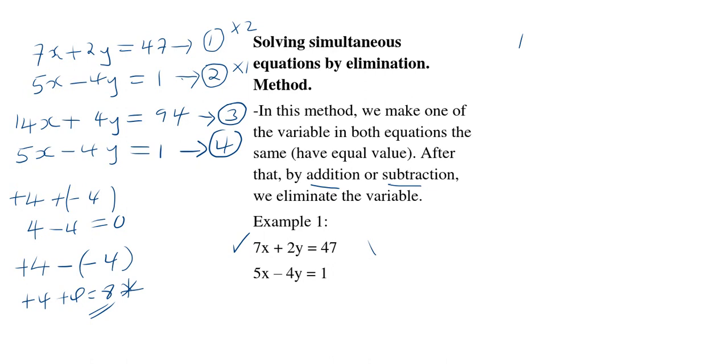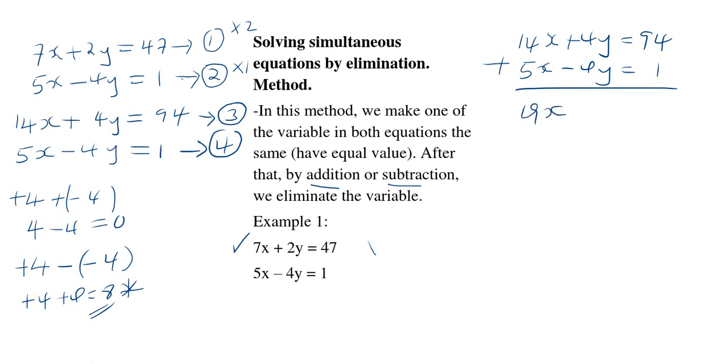So we have 14x plus 4y is equals to 94. And we have 5x minus 4y is equals to 1. Let's add. We said we add. So when we add these two, we shall get 19x. This is 0, so we don't have to write it. And this is equals to 94 plus 1 because we are adding, which is 95.